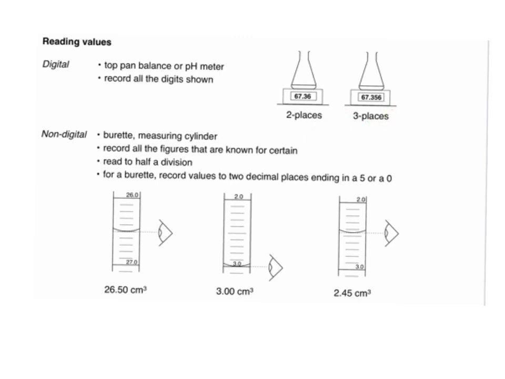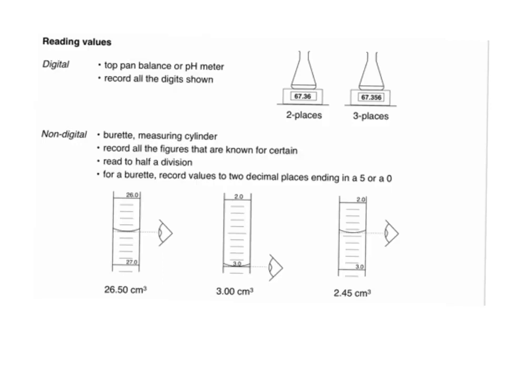So non-digital apparatus that we used in the experiment was a burette. And we know that the burette is read to half a division. So the second decimal place would either be recorded as a 5 or a 0. So remember, if your reading of the meniscus was exactly on the point, you would read that as 0.